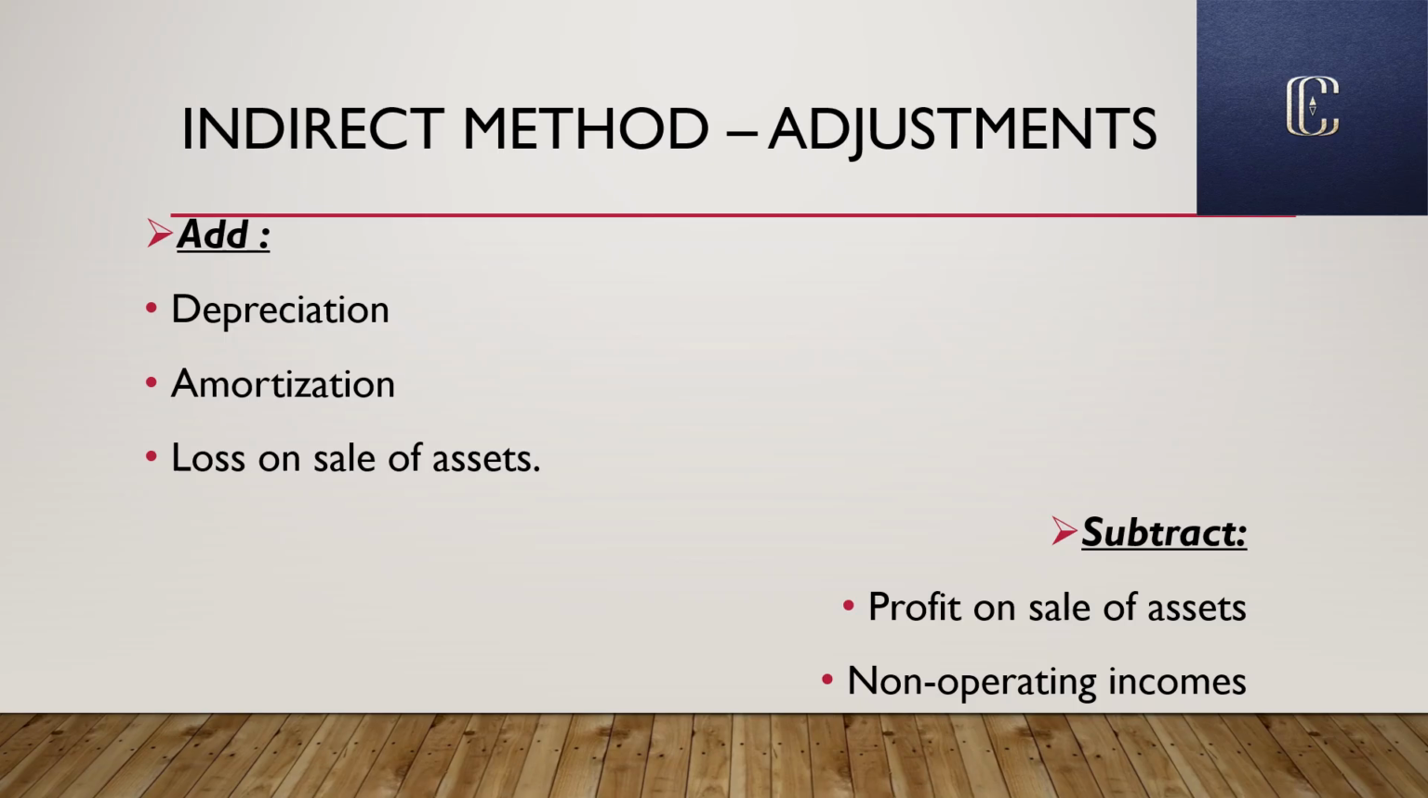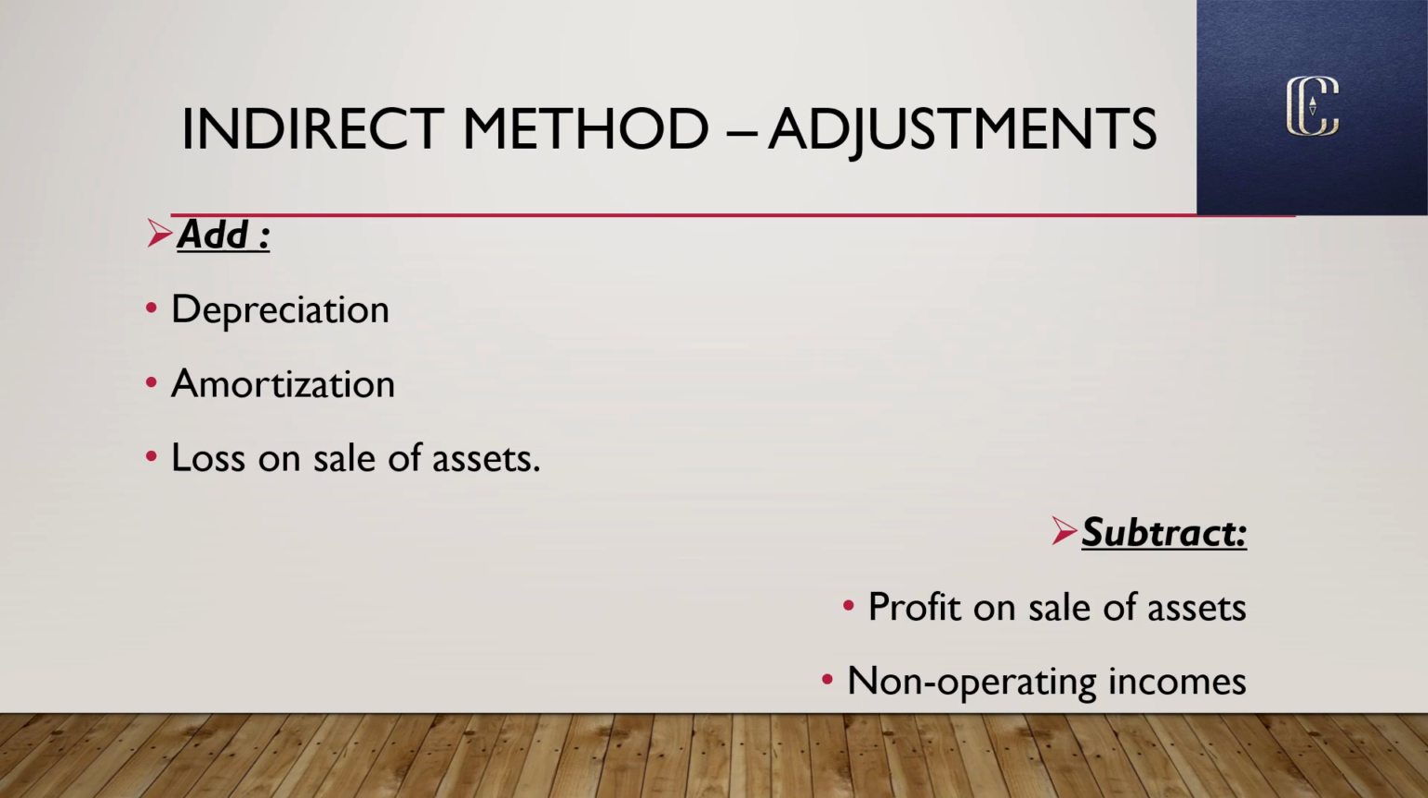The second one is non-operating income. These include income not related to the normal business activities, such as interest income, dividend income, profit from investment, and rent received, if not in the main business. These increase profit but are not operating cash flows, so they are subtracted. The simple logic to remember: did cash actually move because of this item? If no cash moved, or if the cash belongs to investing or financing activity, adjust the profit.